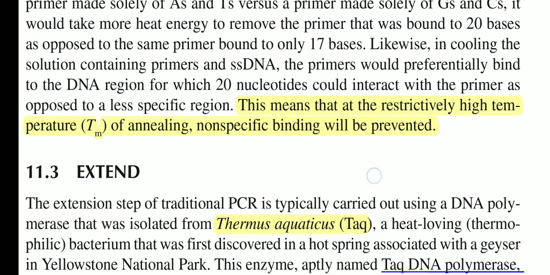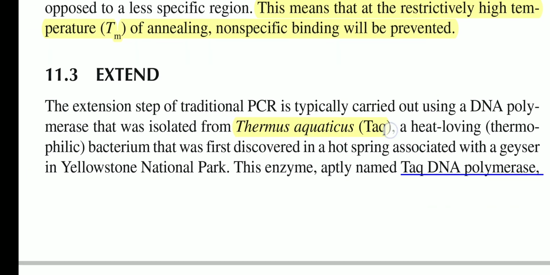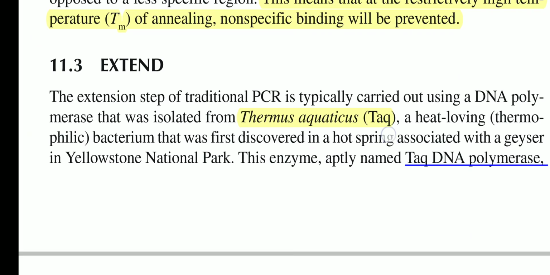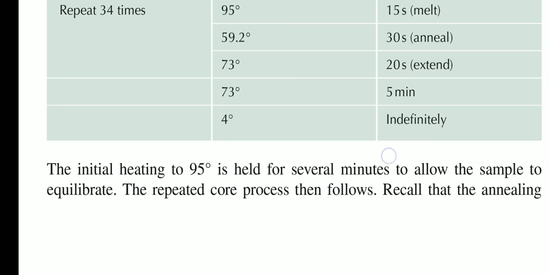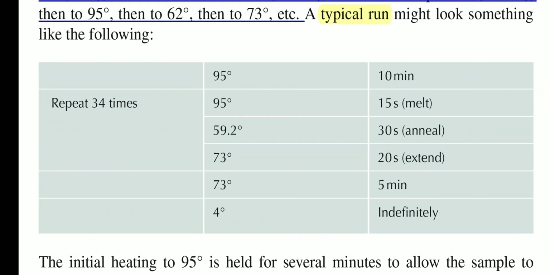So this means that at a restrictively high temperature of annealing, non-specific binding will be prevented. Extension. Before going to show you extension, you better see this picture. See, this picture is important.